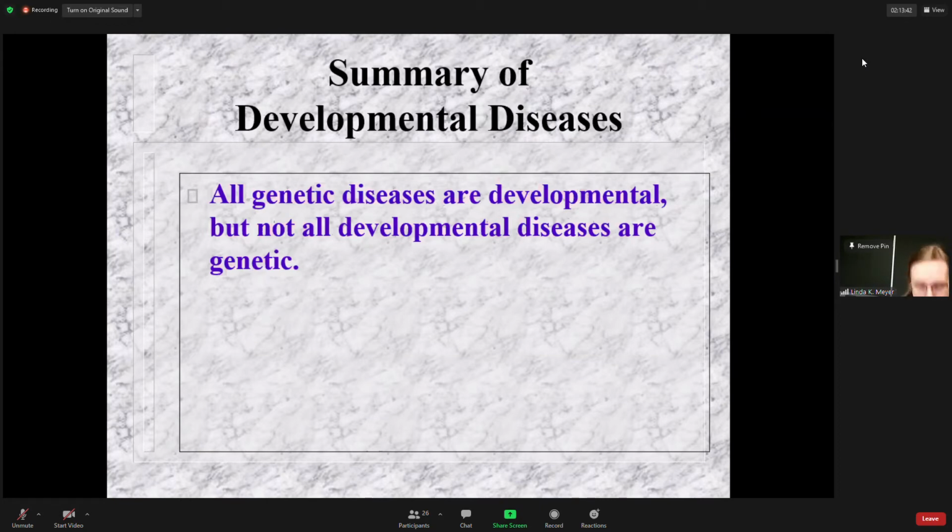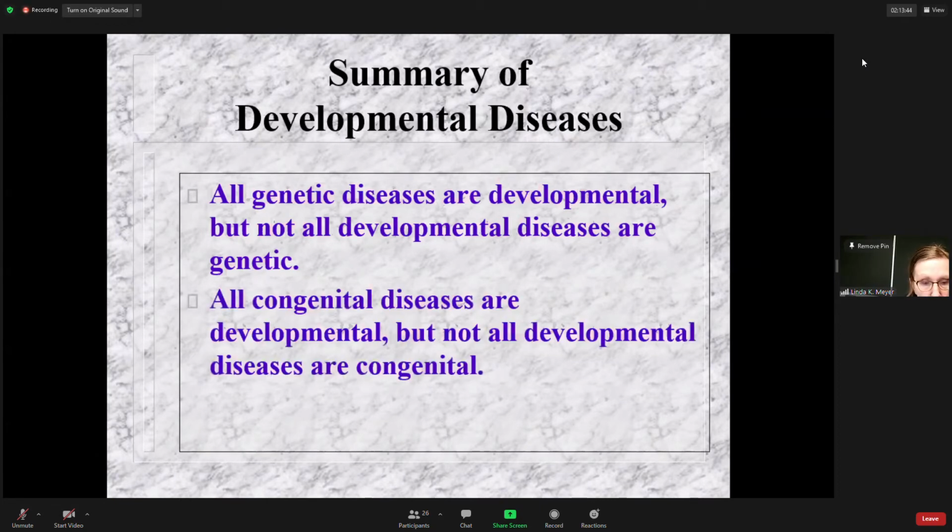Another summary statement we can say is all congenital diseases are developmental. In other words, all diseases that show up at birth are developmental in nature, but not all developmental diseases are congenital. And I showed you the common example of tori, which doesn't show up usually until adolescence or young adulthood.